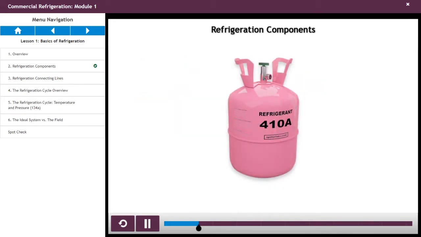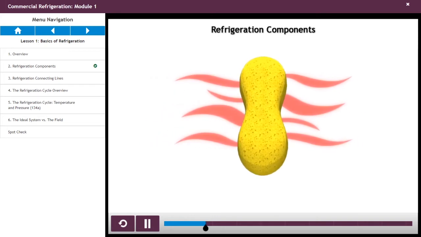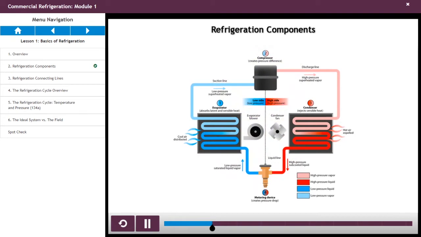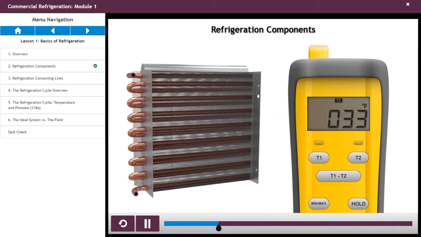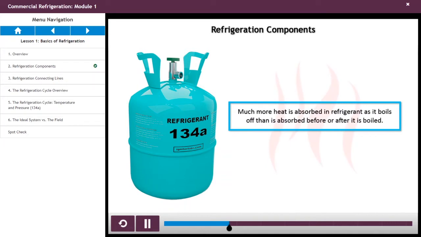Refrigerant is able to cool a space because it is like a sponge for heat. It absorbs heat from one place, cooling it off. It must then release the heat into another space. Almost all the refrigeration effect that happens in the evaporator happens as the refrigerant boils. Much more heat is absorbed in refrigerant as it boils off than is absorbed before or after it is boiled.